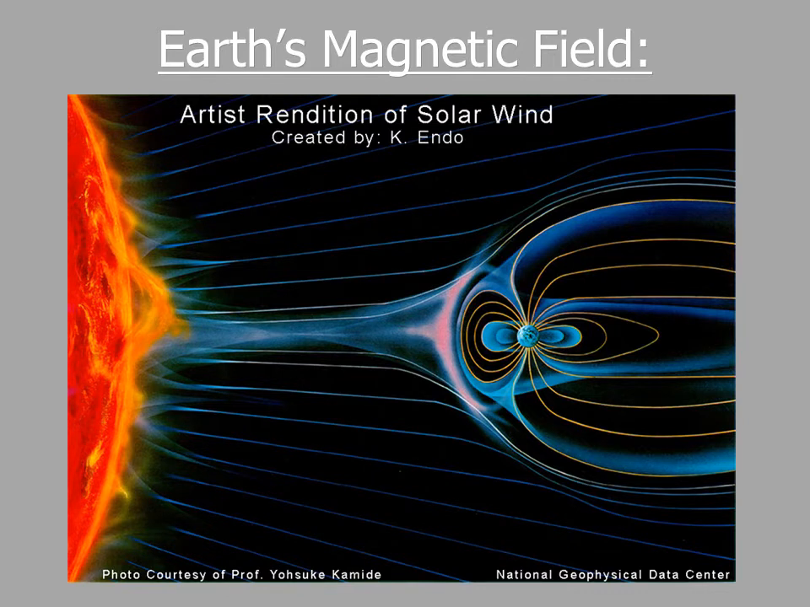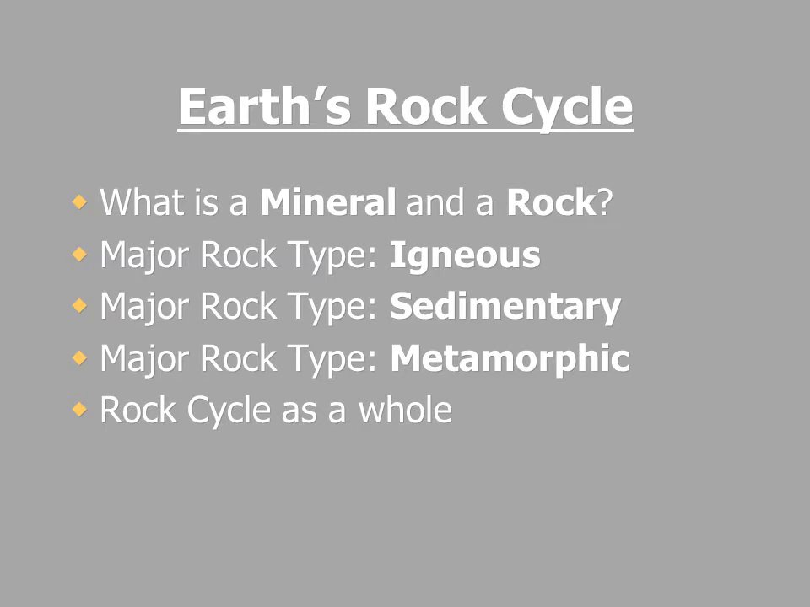The best thing about our magnetic field is that it blocks solar wind. This is a really cool image. Solar wind is highly energetic particles that erupt off the sun, and if it wasn't for the magnetic field that deflects all those particles, our planet would be bombarded by them, and we'd all be dead. So there.